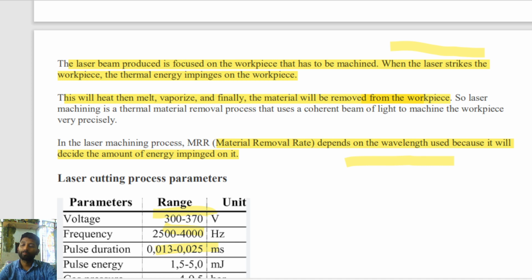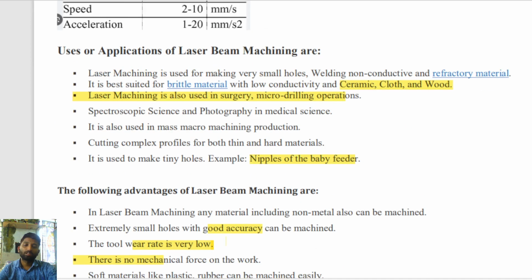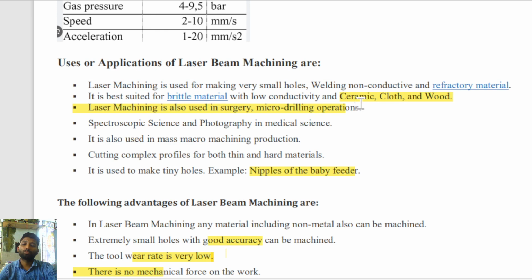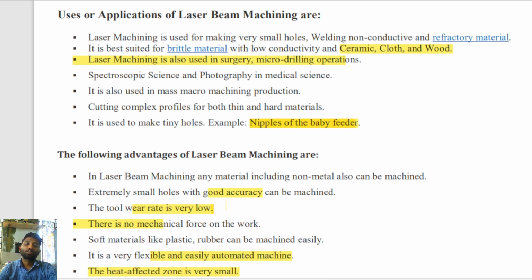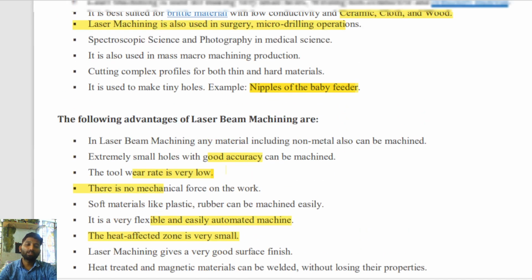Then some applications: it is used for ceramics, cloth, wood, and for cutting leather. We also utilize the laser machining process for micro drilling the nipples of baby feeder bottles, where small holes are needed. It is used for machining small diameter holes, and also in the medical field.